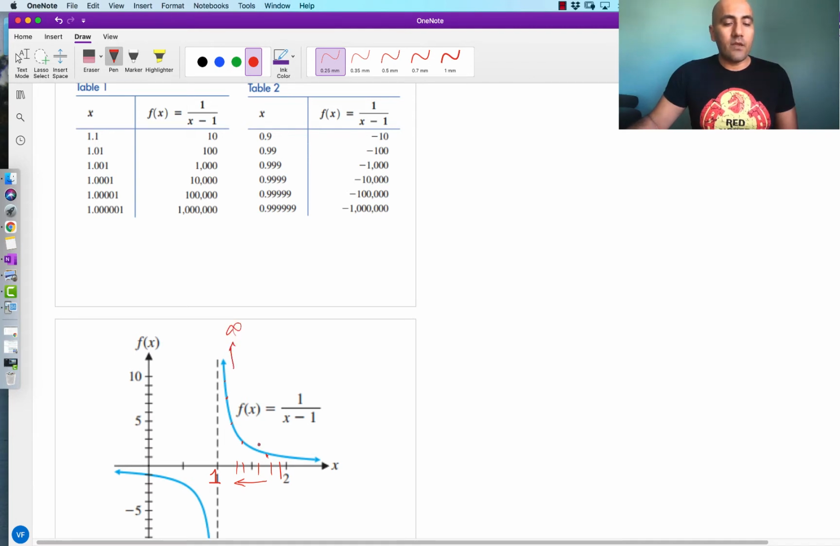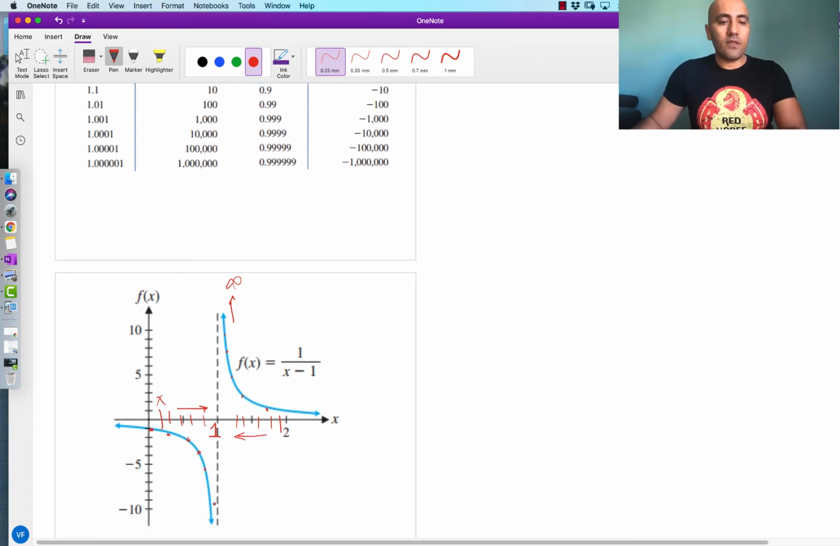Growing toward infinity. On the other hand, as we choose values of x that are approaching 1 from the left-hand side, so maybe we choose an x value there, and then closer, and closer, and we get closer and closer to 1 from the other direction, the output values are going to be growing toward negative infinity. They get larger and larger toward negative infinity. They grow that way. And that's what this table confirms.